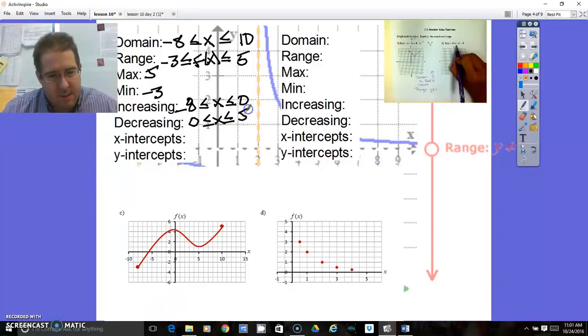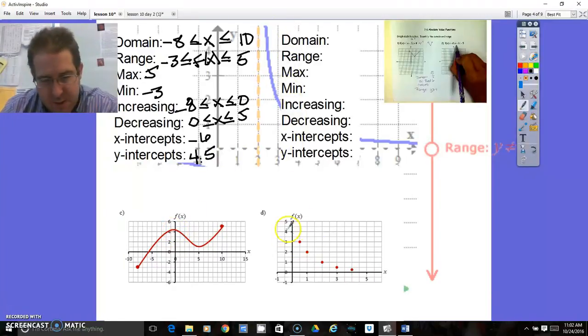And what I didn't realize is that it's actually increasing twice. It increases a second time from 5 to 10. So technically I should have had to give a second interval of increasing. And then the x-intercepts, it looks like -6. And the y-intercept is about 4.5. Maybe I should have just gone with 4. But it's above 4. It's clearly above 4.